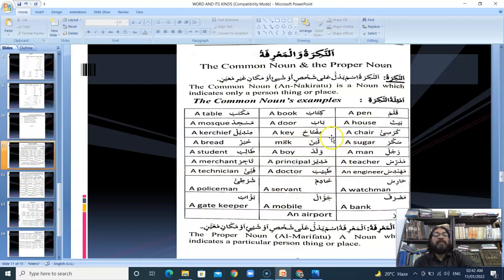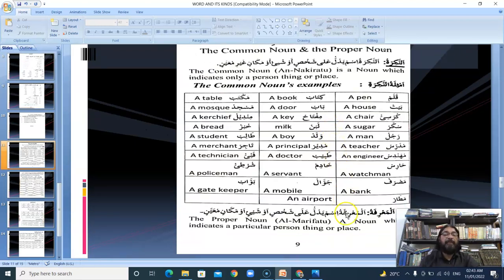You have to practice this one, you have to memorize this one, like qalamun, kitabun, maktabun, baytun, babun, masjidun, kursiyun, miftahun, mindilun, sukkarun, labanun, khubzun, rajulun, waladun, talibun, muhandisun, tabibun, fanniyun, harisun, khadimun, shurtiyun, masrafun, jawwalun, bawwabun. So meanings are also given. You can study later this one also for better understanding the nakira.